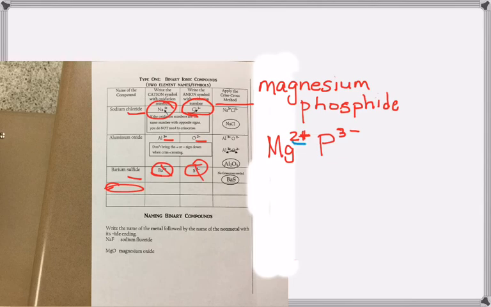Alright, so that number and that number are not equal to one another, so we're going to have to crisscross. So the 3 comes down here, so this is Mg3, and this 2 comes down behind the P. And notice on all these where I've crisscrossed, you do not bring the signs down. Okay, so don't bring the signs down. Alright, so that's magnesium phosphide right there.